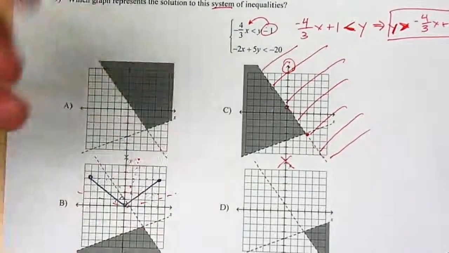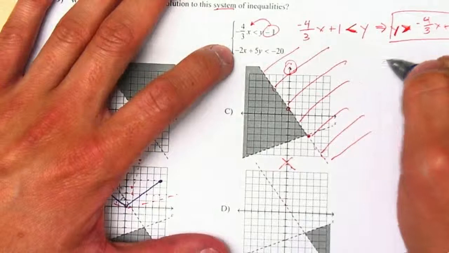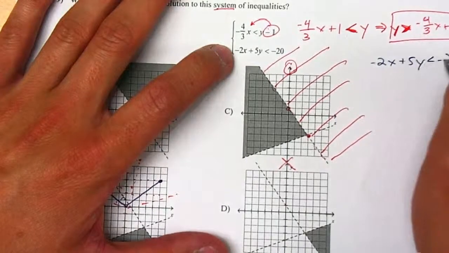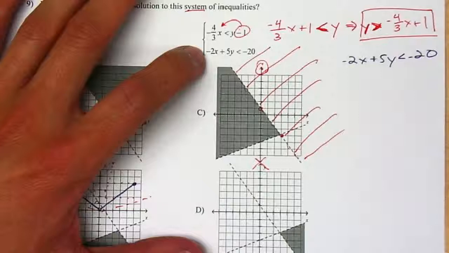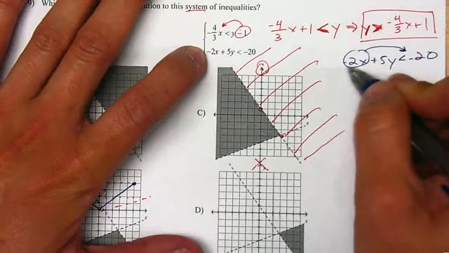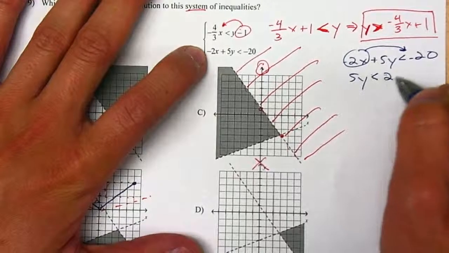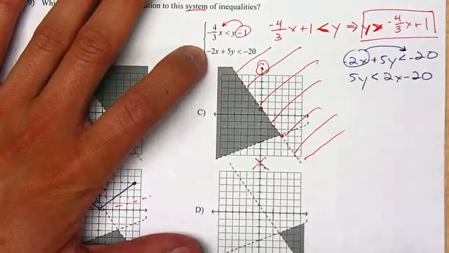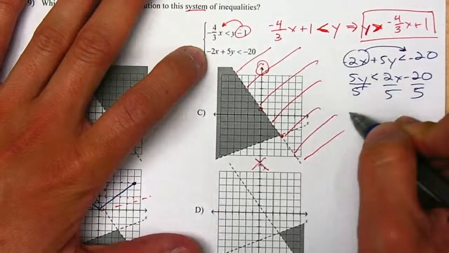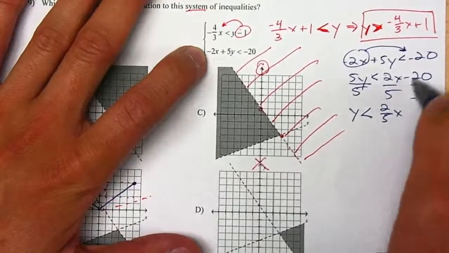Obviously it's not this answer, but let's go ahead and find the other one. So I have negative 2x plus 5y is less than negative 20. Again, let's put it in slope-intercept form by getting the y by itself. I'll move the 2x first. It's negative here, so it becomes a positive on the other side. Then I can divide by 5, and I get y is less than 2/5 x minus 4.